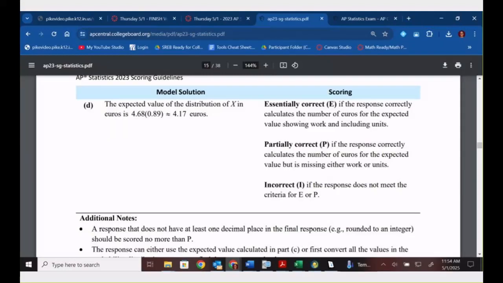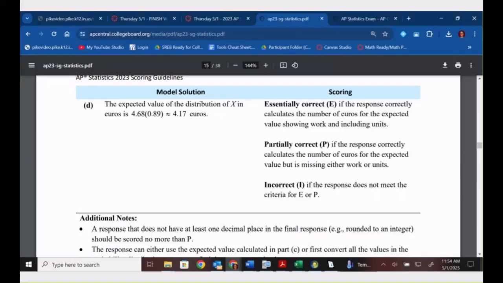If you got 3, oh, sorry, part D. I totally skipped part D. Good grief. I'm sorry, guys. Part D, the expected value of the distribution of X in euros is 4.68 times 0.89, or about 4.17 euros. Essentially correct if you calculate the number of euros for the expected value showing work and including units.